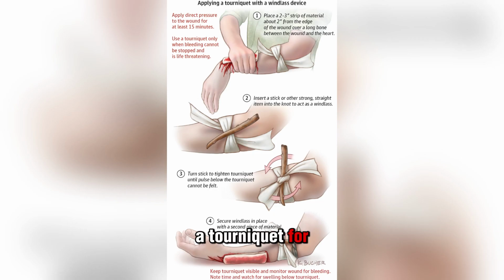4. Use a tourniquet for wounds on limbs only. This stops bleeding by cutting off blood flow to the injury. You should only use this as a last resort, or if you need to quickly stop bleeding so you can do other life-saving care like CPR.